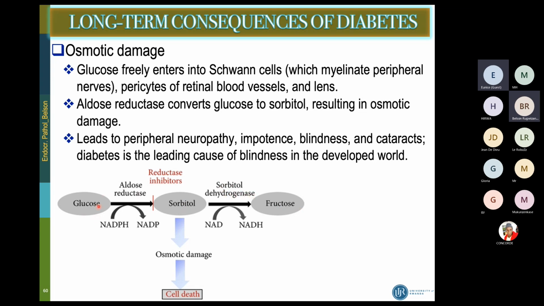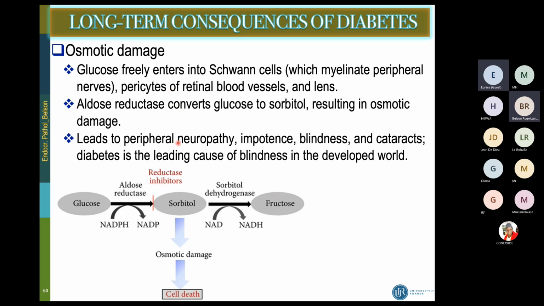Ariko then niba glucose ari nyinshi cyane, aldose reductase yo ikaba ari nyinshi izahita ihindura muri sorbitol, ariko sorbitol dehydrogenase usually ntabwo iba ari nyinshi, bityo sorbitol nkeya n'izahindurwamo fructose, otherwise sorbitol izaba ari nyinshi itere osmotic damage. So nicyo gisobanuro cya damage ziva kuri nerves, the small vessels in the retina, lens and so on.